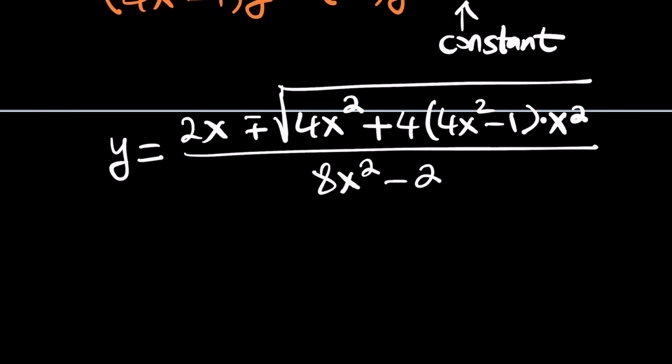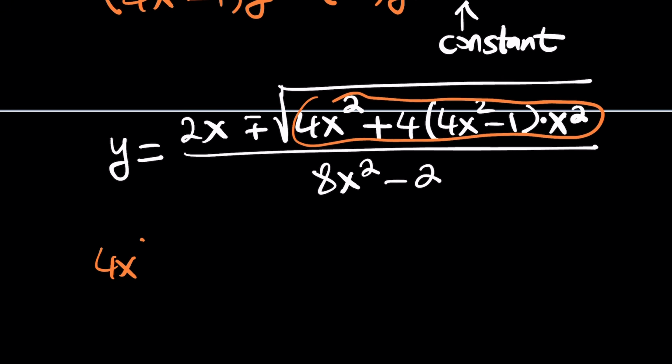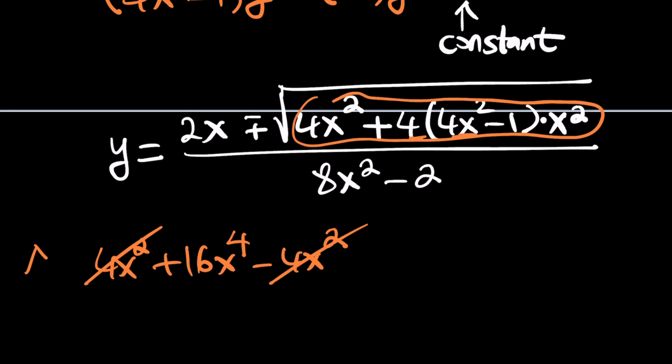Now, inside the radical, let's go ahead and simplify this first. What is that equal to? Is that going to turn into something meaningful or not? Let's find out. So we have 4x squared. If you distribute 4x squared over it, it's going to be 16x to the 4th power. In other words, we're squaring this term. And then minus 4x squared. 4x squared cancels out. Beautiful. This is actually our delta, by the way.